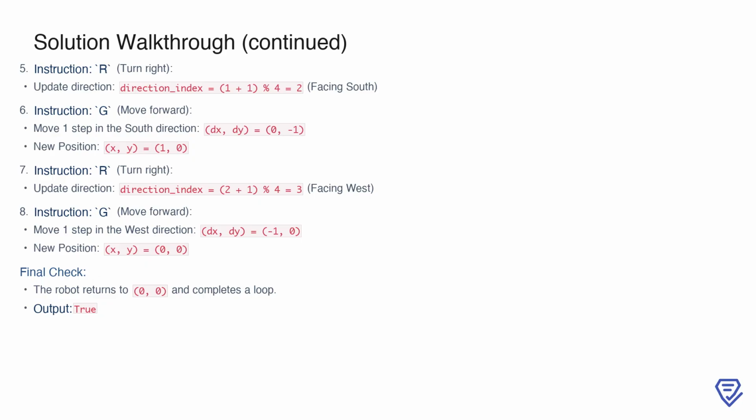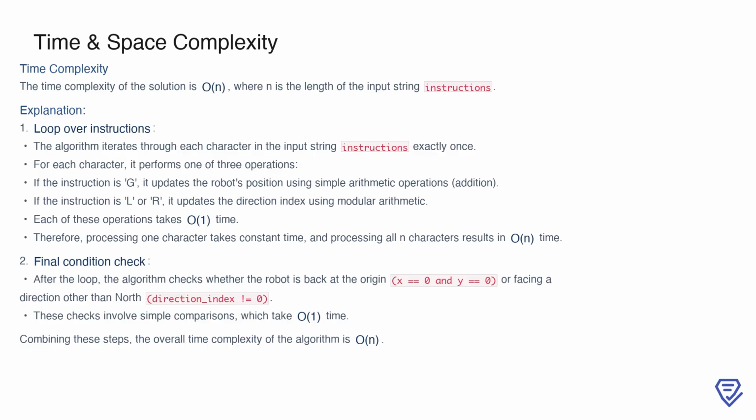For the final check, the robot has returned to its original position, completing a loop. Therefore, the output is true. The time complexity of this solution is O(n), where n represents the length of the input string, instructions. This is because the algorithm processes each character in the string exactly once. For each character, it performs a specific operation depending on whether the instruction is G, L, or R.